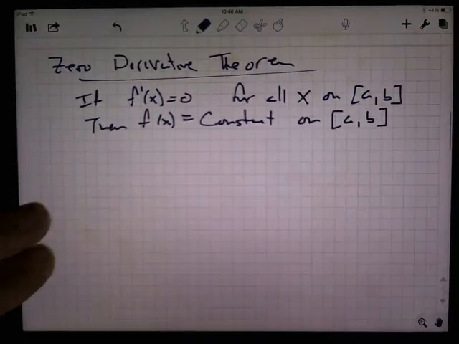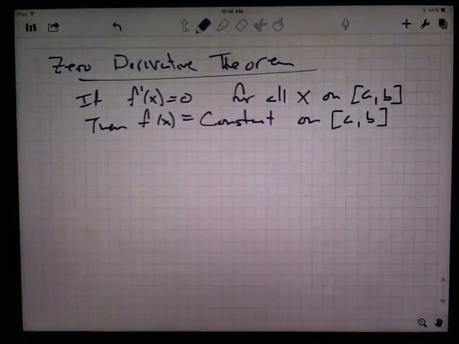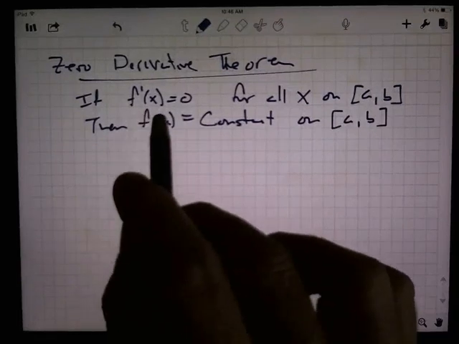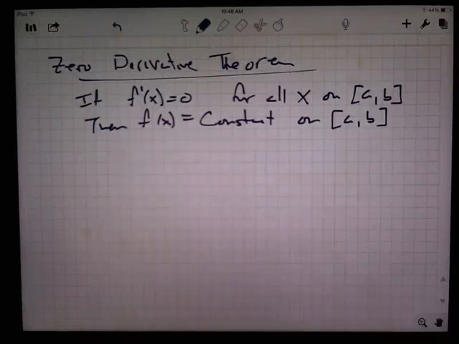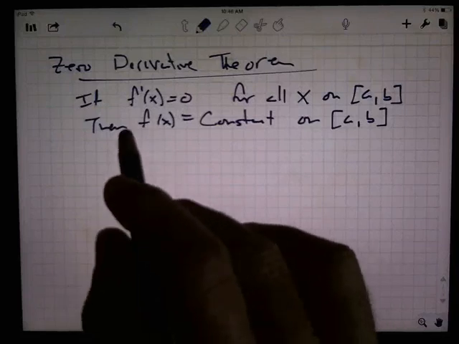The third one is kind of in between those two, and it's important enough to rate its own name. It's the zero derivative theorem. It says if f prime of x equals 0 for all x on the interval from a to b, then f of x is a constant function on that interval. Again, not too surprising, but again, take a look.